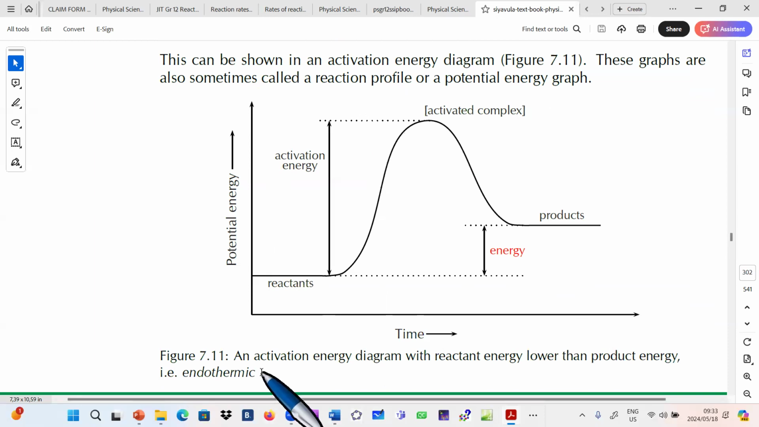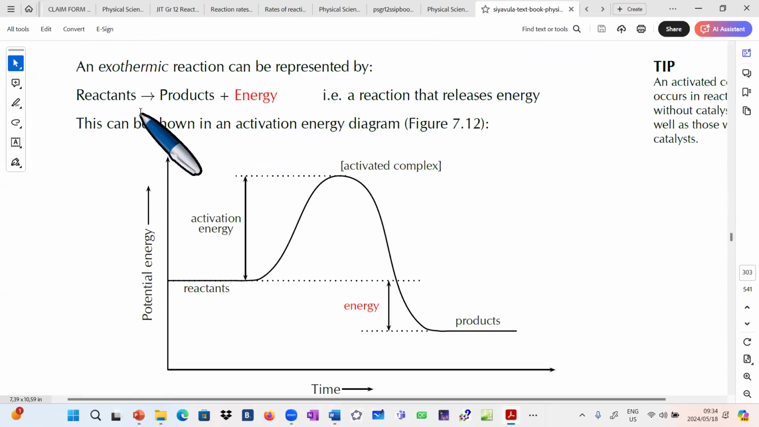Now, the activation energy diagram with reactant energy lower than product energy is called endothermic. So this is endothermic because the reactant energy is lower than product energy. The reactant energy is at this level, but the product energy is higher here, and this is called an endothermic reaction.